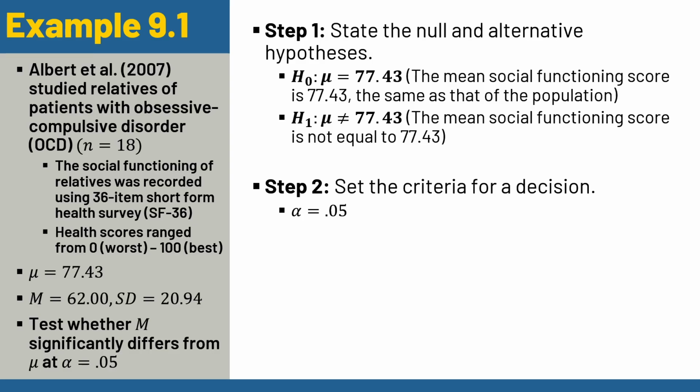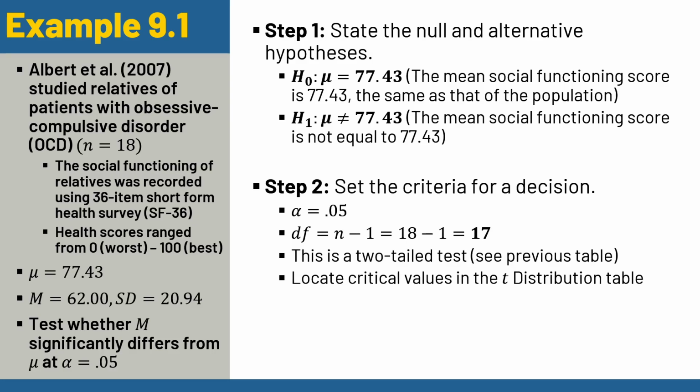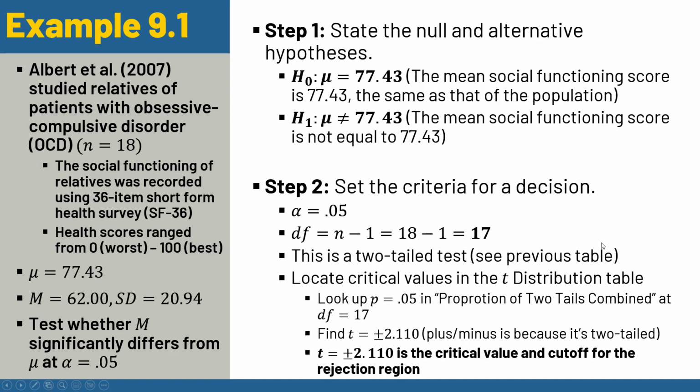Setting our criteria in step 2, we already have our alpha. We have our degrees of freedom. And this is a two-tailed test. However, I will note, in this case, when we're looking for our p, since the t-table already accounts for 1 and 2 tails, we don't need to divide our alpha by 2 like we did for z-scores. That was simply because of the way the table is set up. The t-table already accommodates this. So we just need to look up p equals 0.05 and proportion in 2 tails combined at a df of 17. I don't think I have an actual picture of that up here, so let me know if you have any trouble with that.